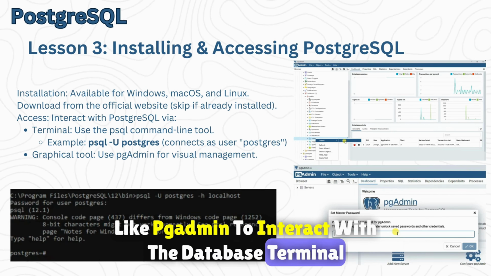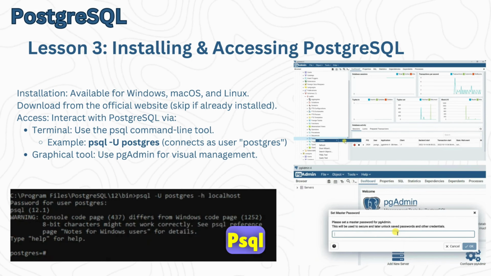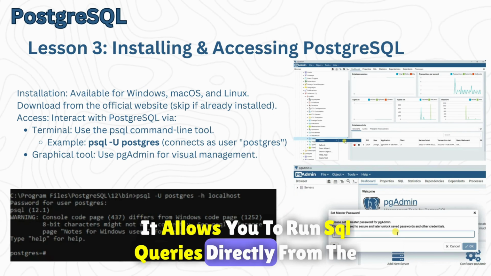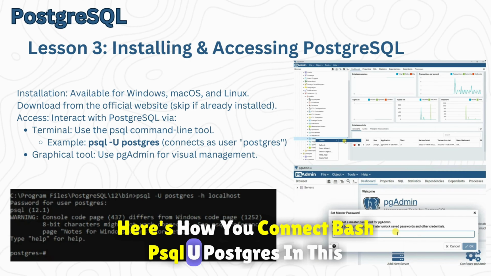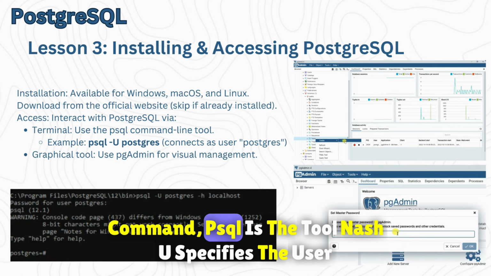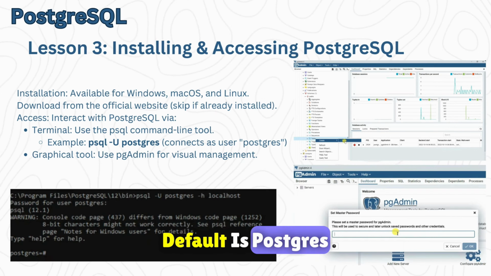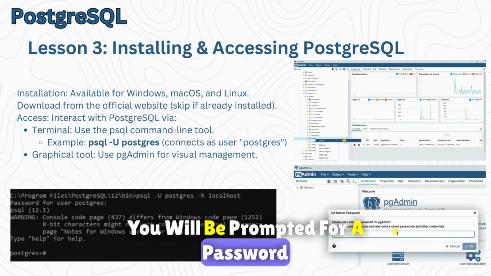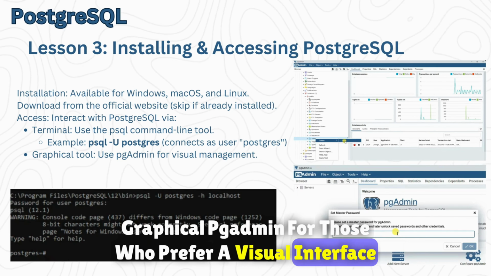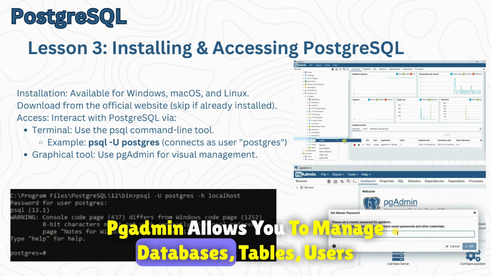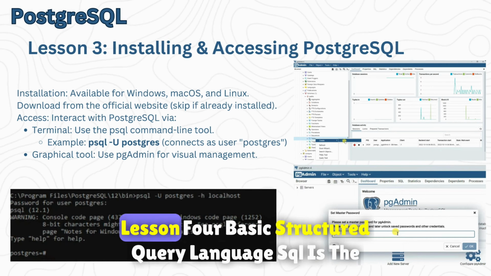Terminal access. PostgreSQL provides a command line interface called psql. It allows you to run SQL queries directly from the terminal. Here's how you connect. Bash: psql -U postgres. In this command, psql is the tool. -U specifies the user. Default is postgres. You will be prompted for a password. Graphical tool, pgAdmin. For those who prefer a visual interface, pgAdmin allows you to manage databases, tables, users, and more via point-and-click actions.